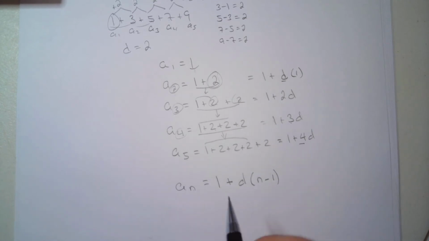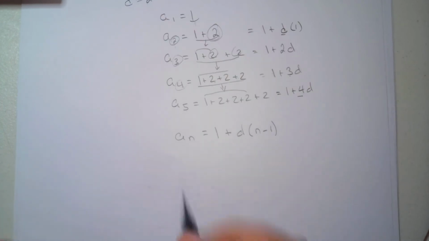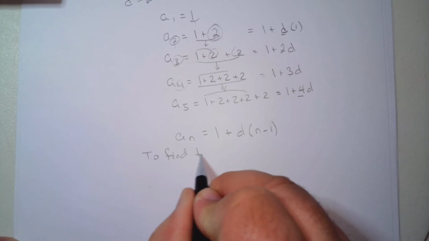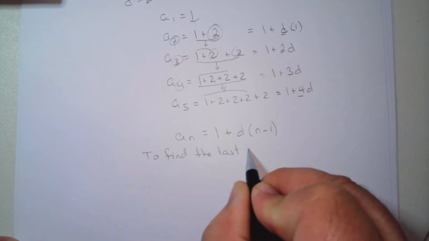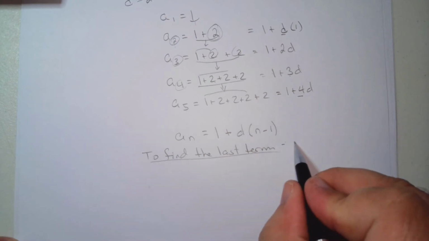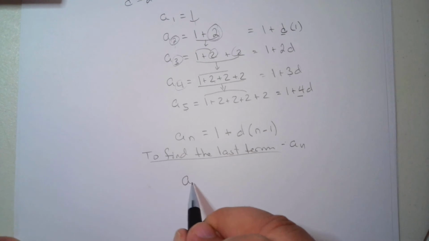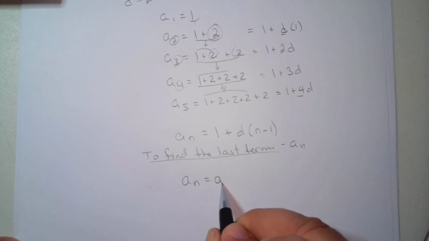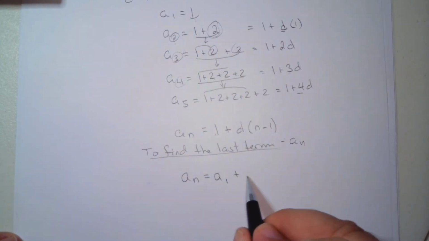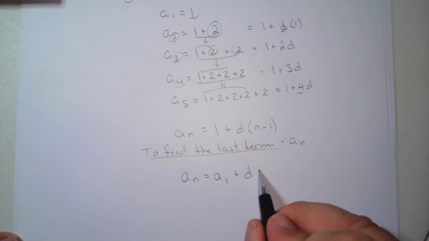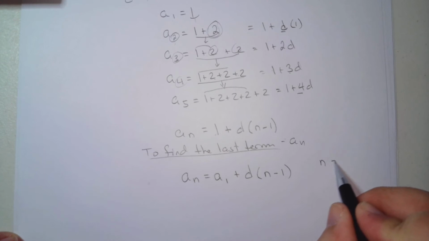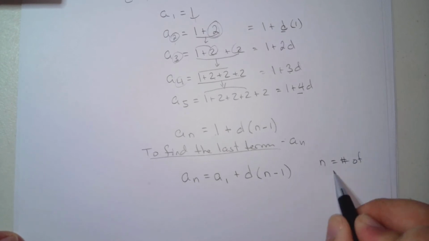So we start off with our first one. So our formula to find the last term, an: we start with the first one, a1, whatever it is. In this case, it was 1. Add the difference times n minus 1. Remember, n is the number of terms.